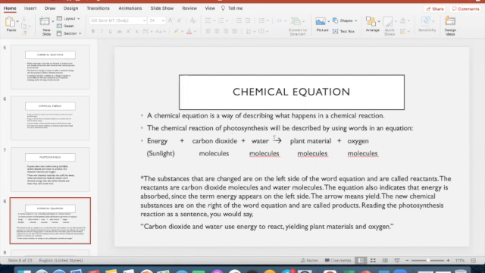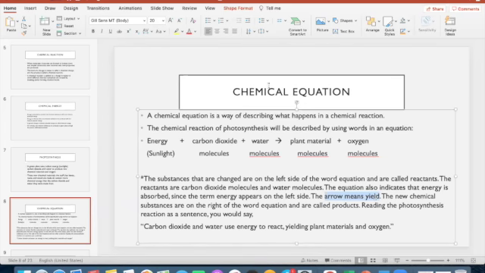This arrow right here is almost like the equal sign in a math problem. The arrow means yield. Your reactants on the left-hand side yield the products on the right-hand side of this equation. The new chemical substances that are on the right are called products.